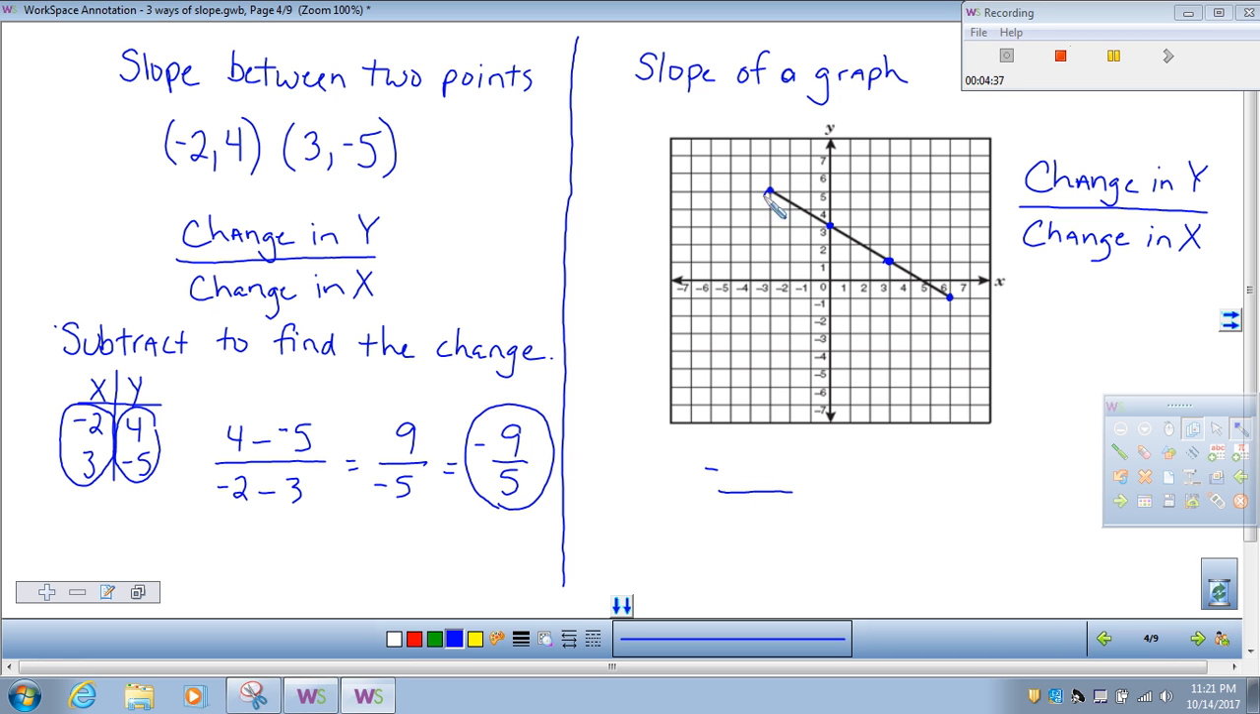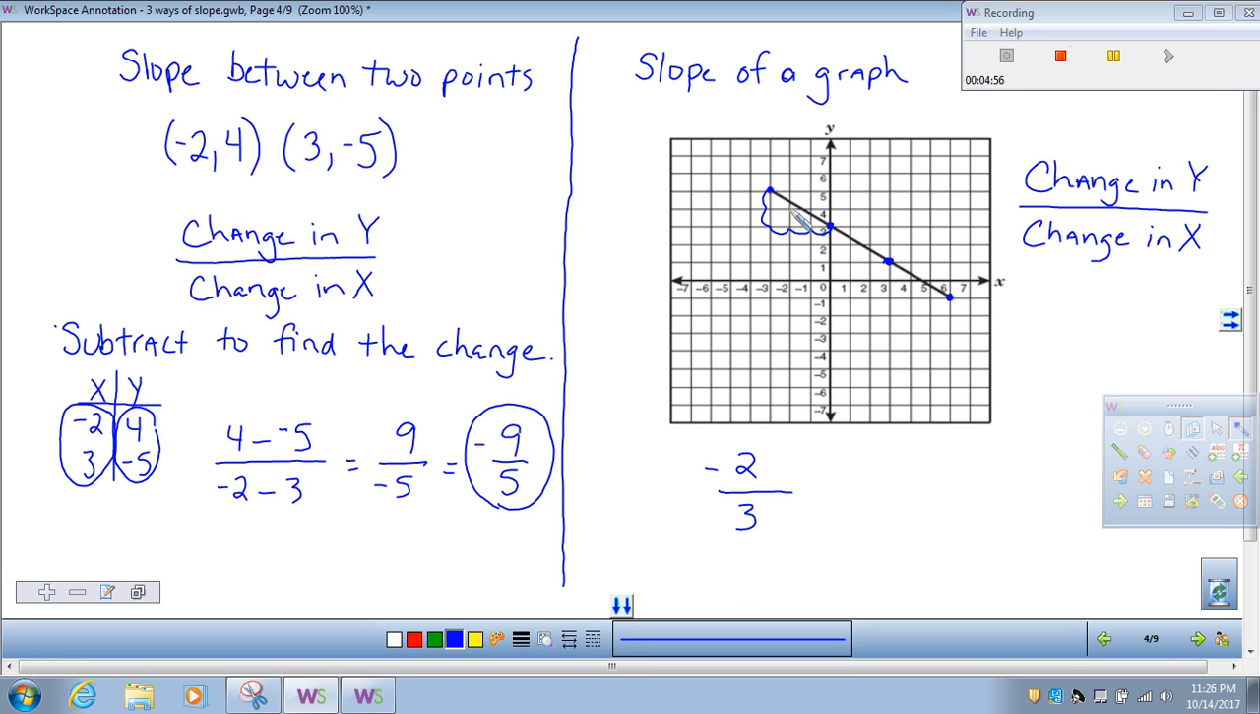And so in this case, I'm going to go down 1, 2 until I'm directly across from this other point. So I went down 2. That goes on top of my fraction. Then we need to get to that point, so I need to go over to the right 3. So when I go to the right 3, then I put that on the bottom.